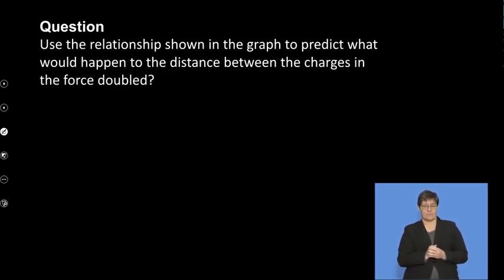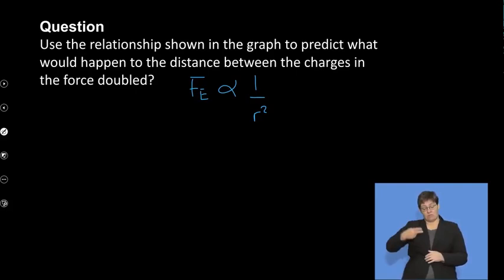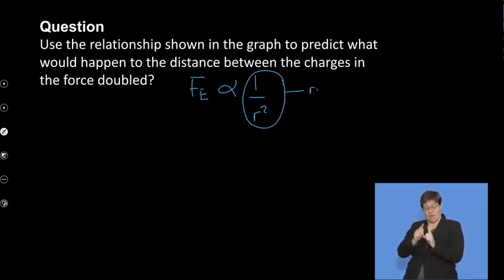And then the question says use the relationship shown in the graph to predict what will happen to the distance between the charges if the force was to be doubled. So what do we know? We already know that the electrostatic force of attraction or repulsion is inversely proportional to the square of the distance. At the same time, we are saying that the electrostatic force is directly proportional to the reciprocal of the square of the distance.